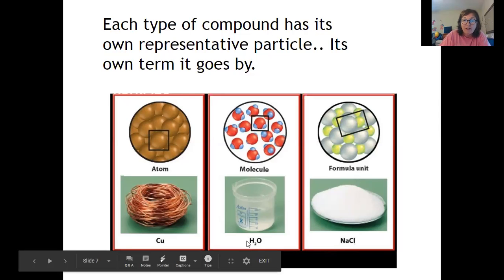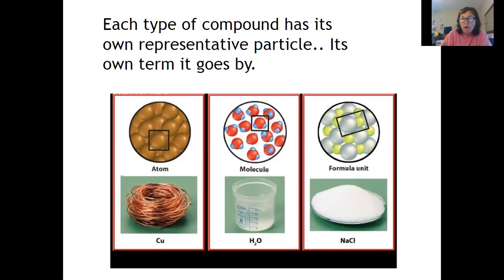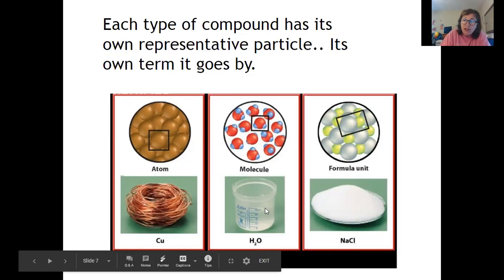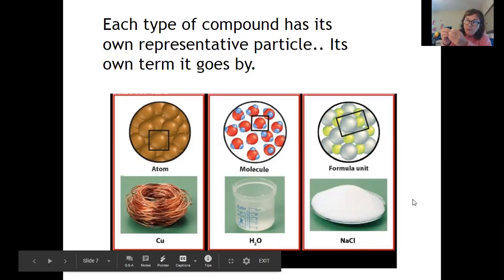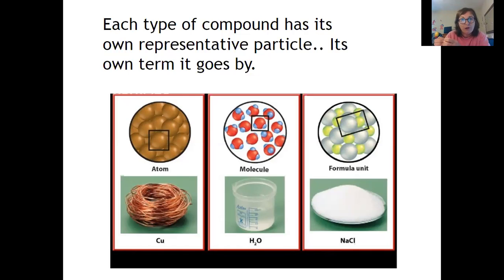Water is a covalent compound. And by the way, I said tablespoons earlier. I meant teaspoons. So 1 mole of water is about 3.6 teaspoons of water. But molecules are associated with covalent compounds. So when we talk about covalent compounds, we use the unit of molecules. And of course, sodium chloride is an ionic compound, and its little packets are called formula units.